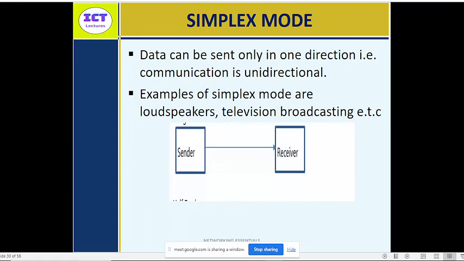Simplex mode is a backward way of communicating, but there are devices that still implement it, right? Ideally there's no immediate feedback in a simplex mode. Like if someone is using television to broadcast, they can always just broadcast, but there's no feedback at that particular moment, right? So data can be sent only in one direction. I hope you get that.